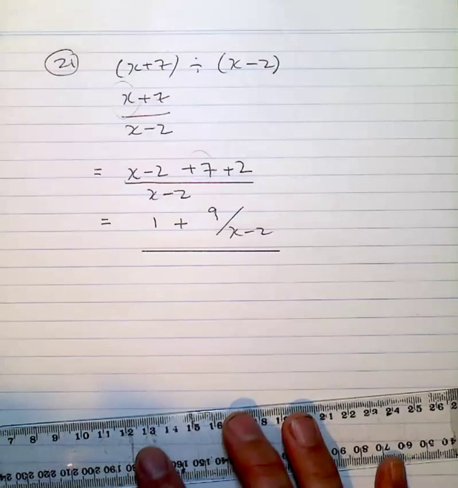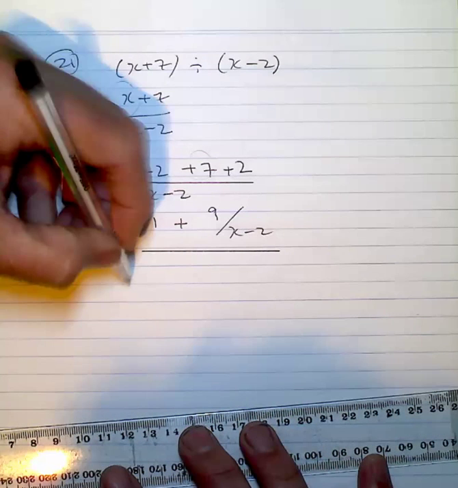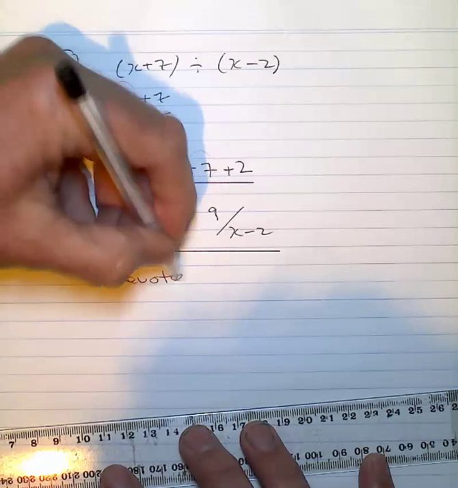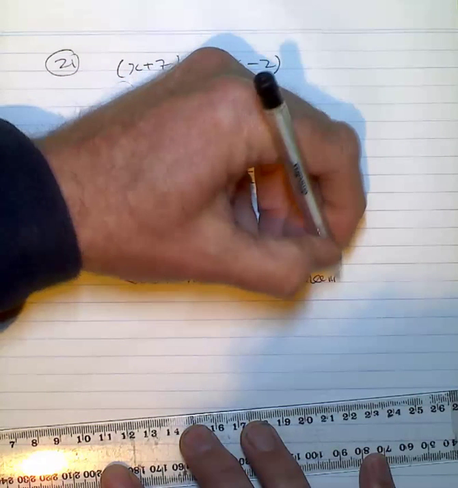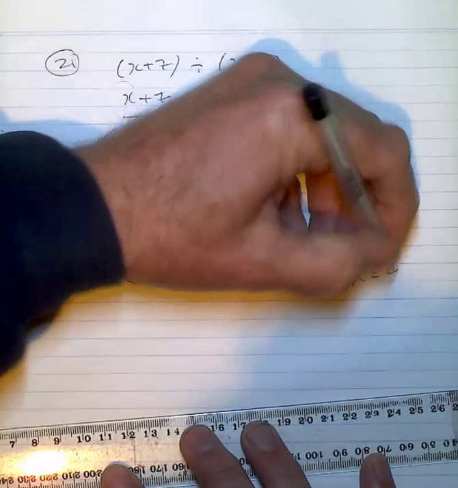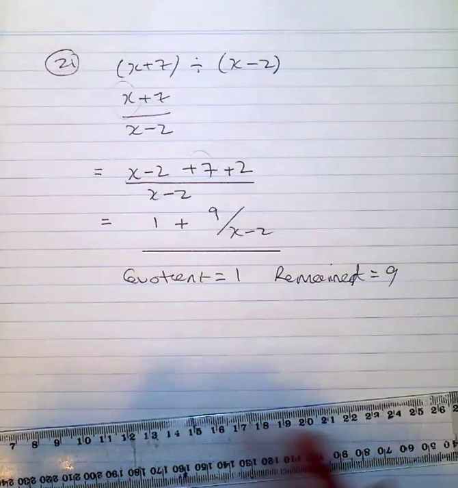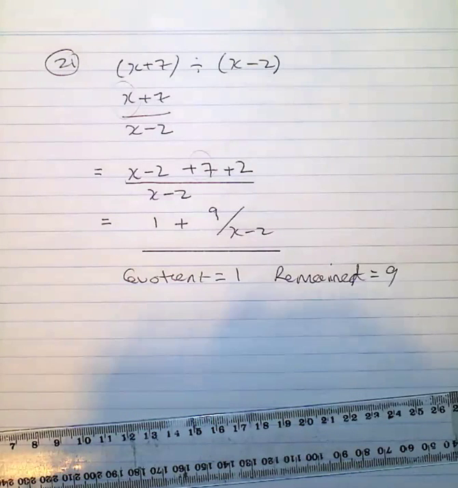So I can rewrite that as 1 plus a total of 9 over x take 2. Now in this particular case, the quotient is equal to 1 and the remainder is equal to 9, and obviously you can write that as 9 divided by x take 2.